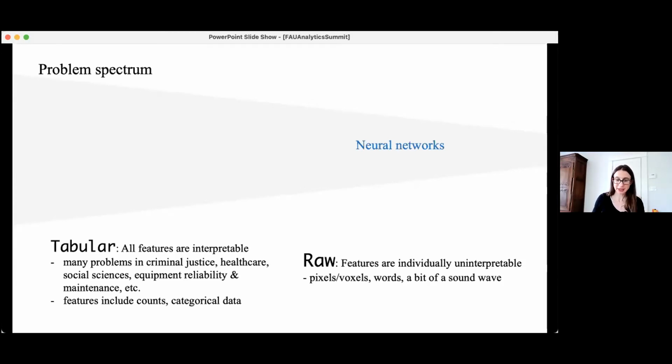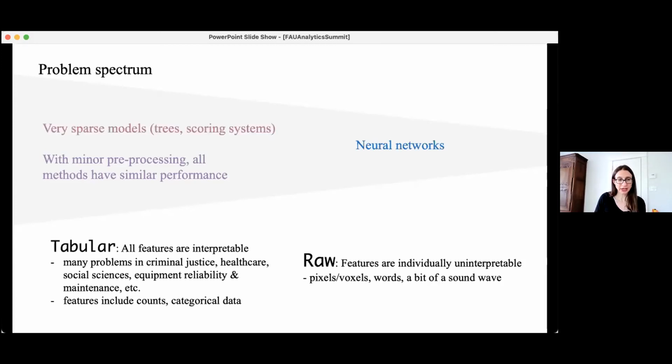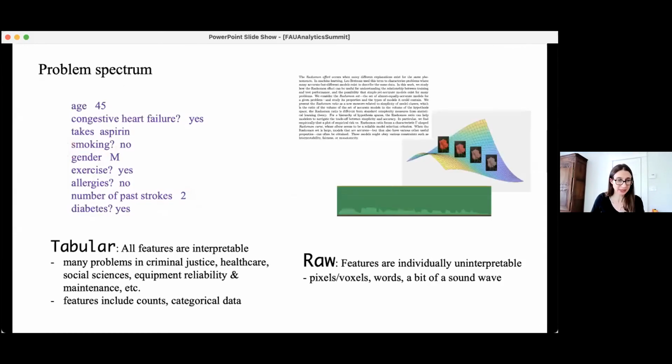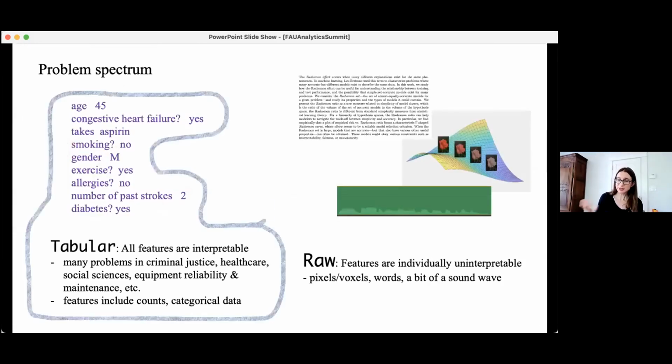But for tabular data, as I said, you often have this situation where, with minor pre-processing, all the methods have very similar performance. Just like I showed you with the example with COMPAS and CORELS, that happens all the time. And so it opens up an opportunity where you can have very sparse models like decision trees or scoring systems, like the CORELS model or the 2HELPS2B score. It opens up opportunities to use those types of models without losing accuracy. So it really gives us an opportunity to create really, really simple models.